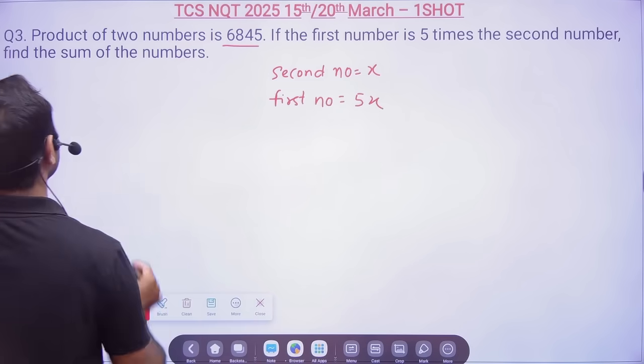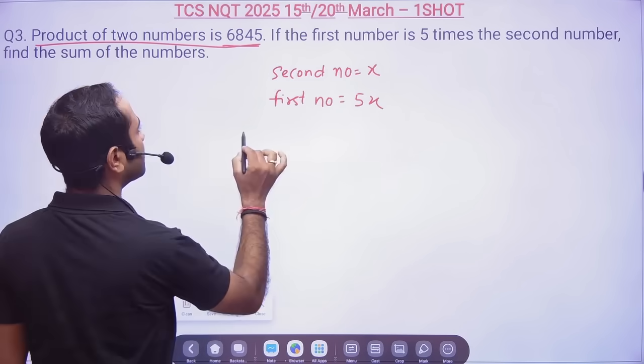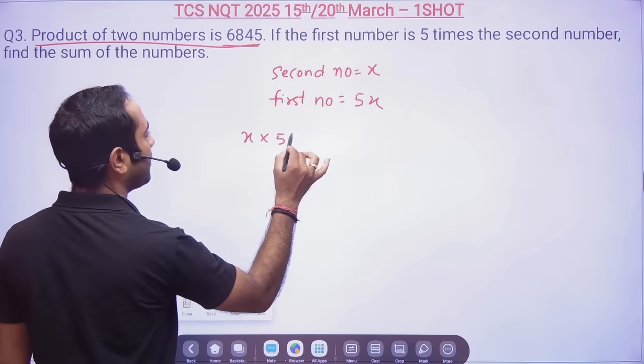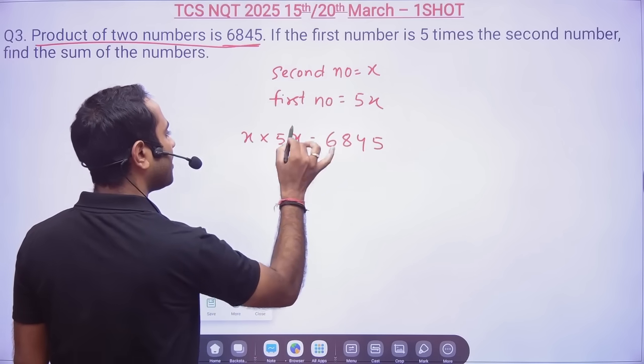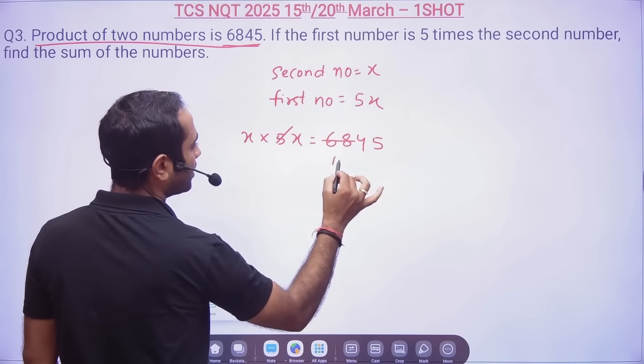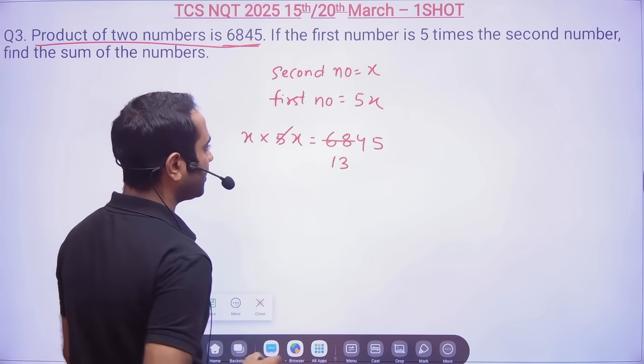Okay. Now, the product of these numbers is 6845. So x into 5x is equal to 6845. Now if you try to divide by 5, 13 fives will be nothing but 65.